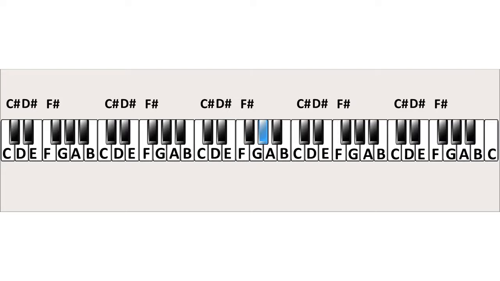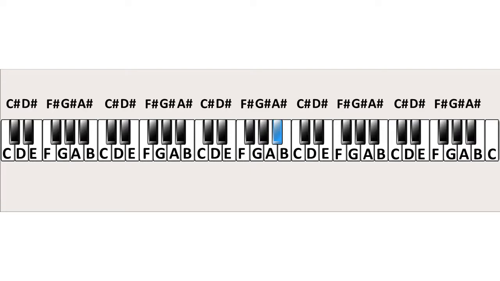The next black note is slightly higher than the G, and is therefore called G sharp. Here are all the other G sharps on this keyboard. Okay, the last black note is situated just on the right side of the A, and is therefore called A sharp. And here are all the other A sharps.